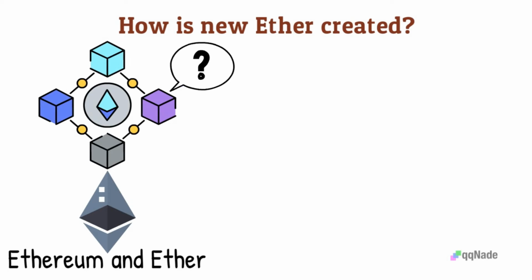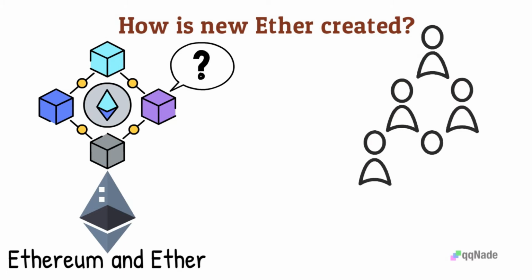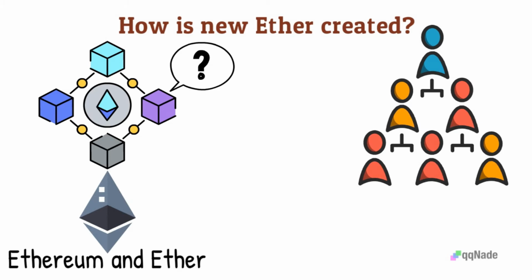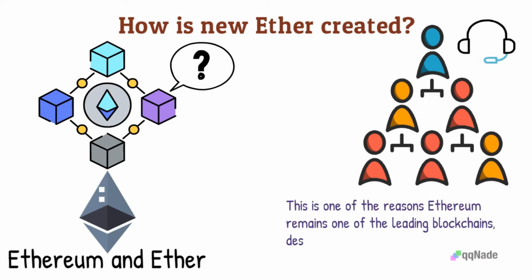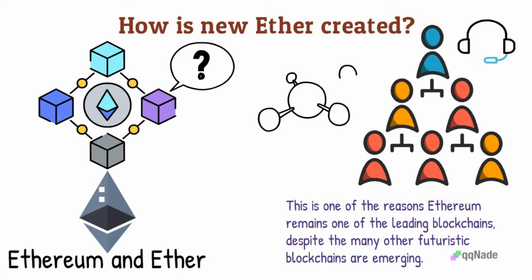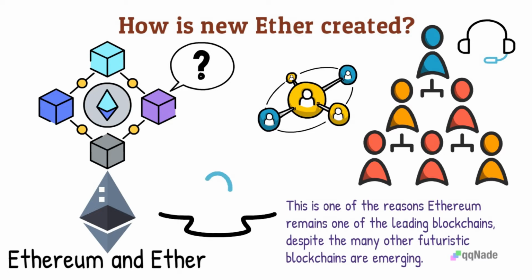It is a decentralized open source blockchain project that was designed to facilitate decentralized payments to and from anywhere in the world. This is made possible through smart contracts. This is one of the reasons Ethereum remains one of the leading blockchains, despite the many other futuristic blockchains that are emerging. Smart contracts were pioneered by the Ethereum network, and that's how digitized transactions are executed without a third party.